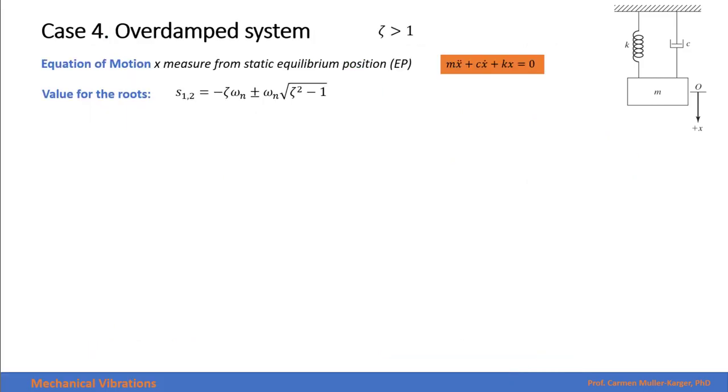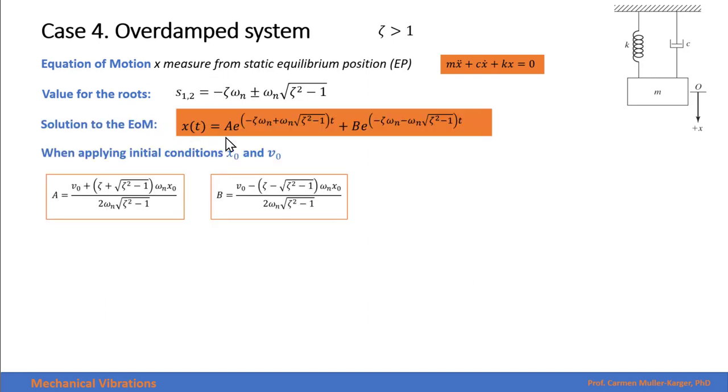The last case is an overdamped system where zeta is greater than 1. The equation of motion is the same as in the two previous cases, and the values of the roots are real and different. Again, the response will be a e to the s1 t, which is this one right here, plus b e to the s2 t. To find a and b, we apply the initial conditions x sub 0 and v sub 0, and those are the terms that we get for the constants a and b for our response.